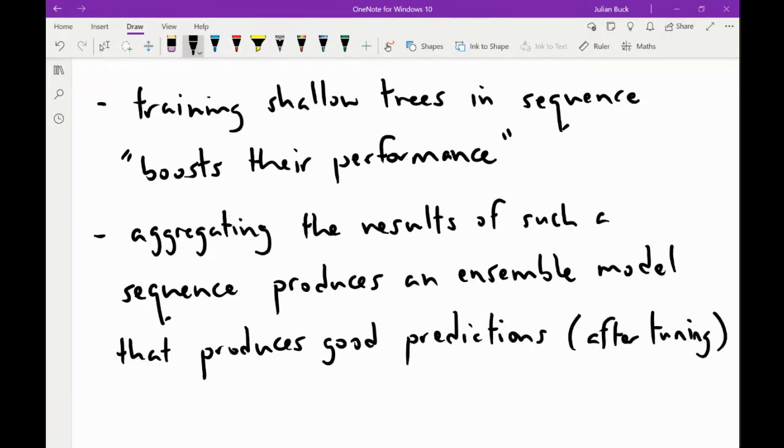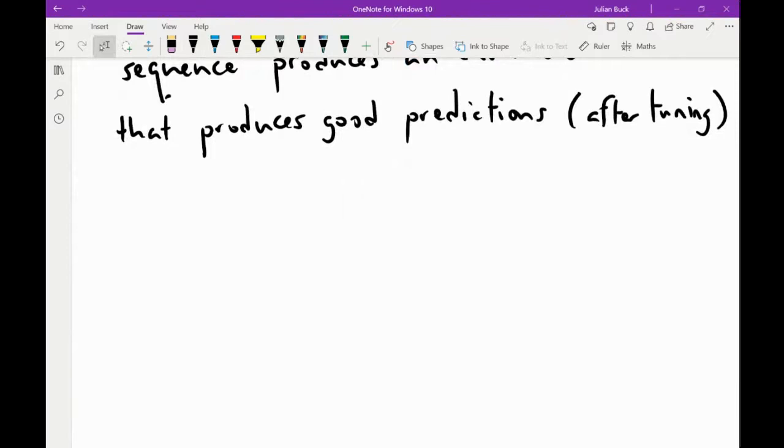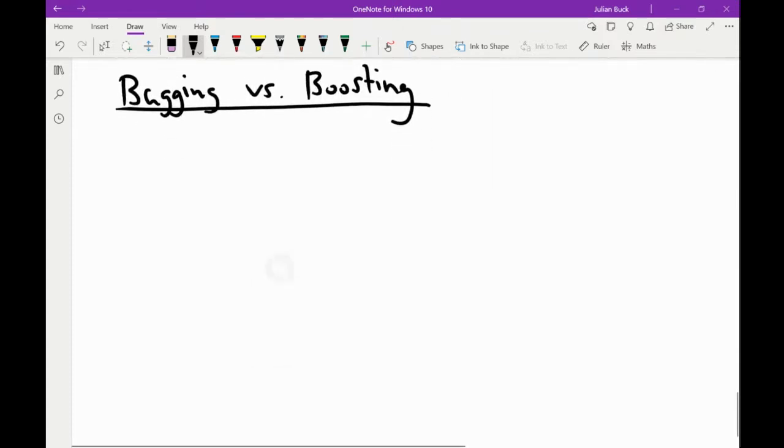Okay, so let's talk about then more explicitly the difference between bagging and boosting. Bagging basically being a random forest process, boosting being the process we're talking about here. And then we'll see a couple of schematics to describe what's going on.